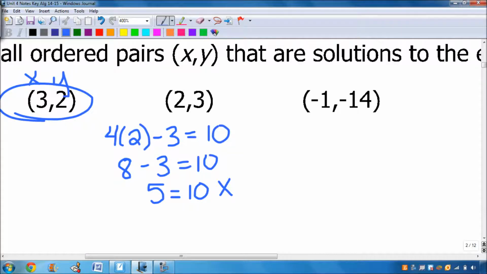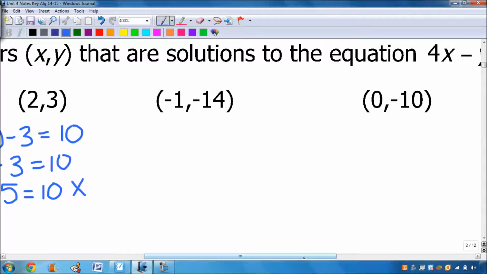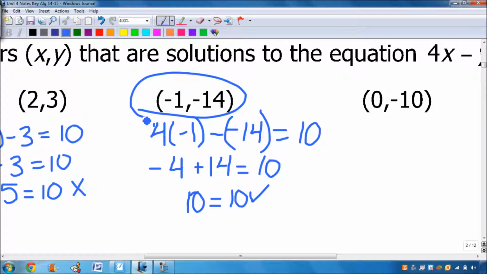All right. Let's do this next one together, and then I'm going to have you do the last two on your own. So the next one, I would do 4 times negative 1 minus negative 14, because that's the y value, equals 10. So you get negative 4 plus 14 equals 10. So then you end up getting 10 equals 10, and it works. So this is one solution. All right. Go ahead and try the next two. Press pause and then come back to me when you're done with the problem.